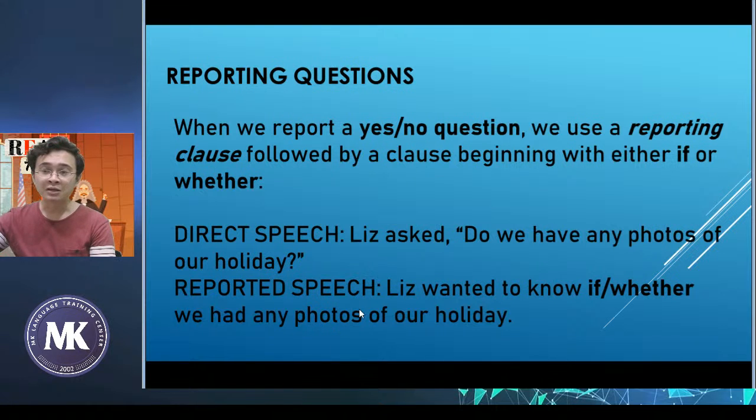So one more time, we can say Liz wanted to know if or whether we had any photos of our holiday. And also remember, for direct speech we have a question mark here, but for the reported speech, the question mark is gone. So we only use a statement in reported speech. We only use a period in this part.